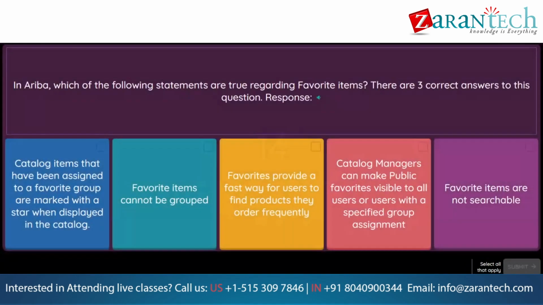Question: in Ariba, which of the following statements are true regarding favorite items? There are 3 correct answers to this question. Response: Option 1, catalog items that have been assigned to a favorite group are marked with a star when displayed in the catalog. Option 2, favorite items cannot be grouped. Option 3, favorites provide a fast way for users to find products they order frequently. Option 4, catalog managers can make public favorites visible to all users or users with a specified group assignment. Option 5, favorite items are not searchable.